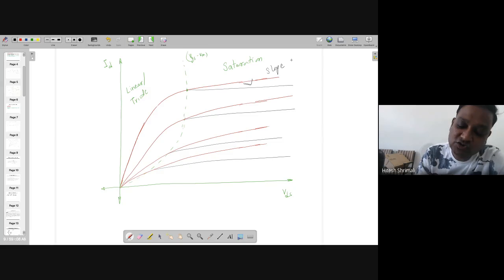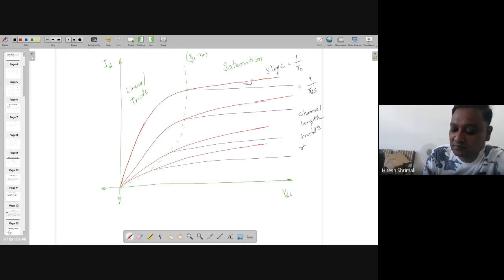So that slope is actually equal to 1 by R0. Some people are also calling it RDS, by the way. Both are synonyms. It's known as channel length modulation resistance. This is happening because of the short channel effect. All these things maybe you will study in analog, or you might have studied in your previous courses.